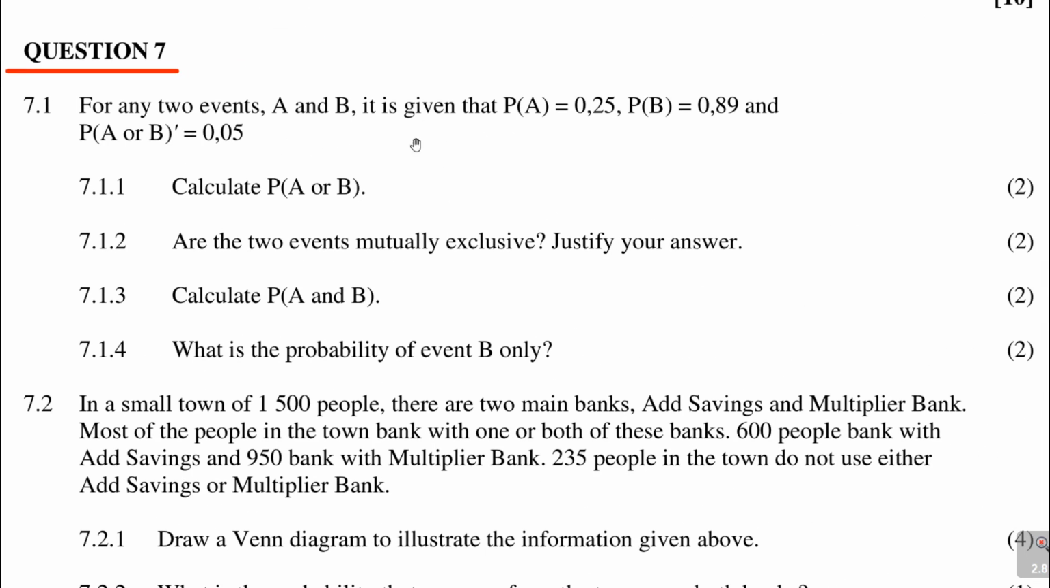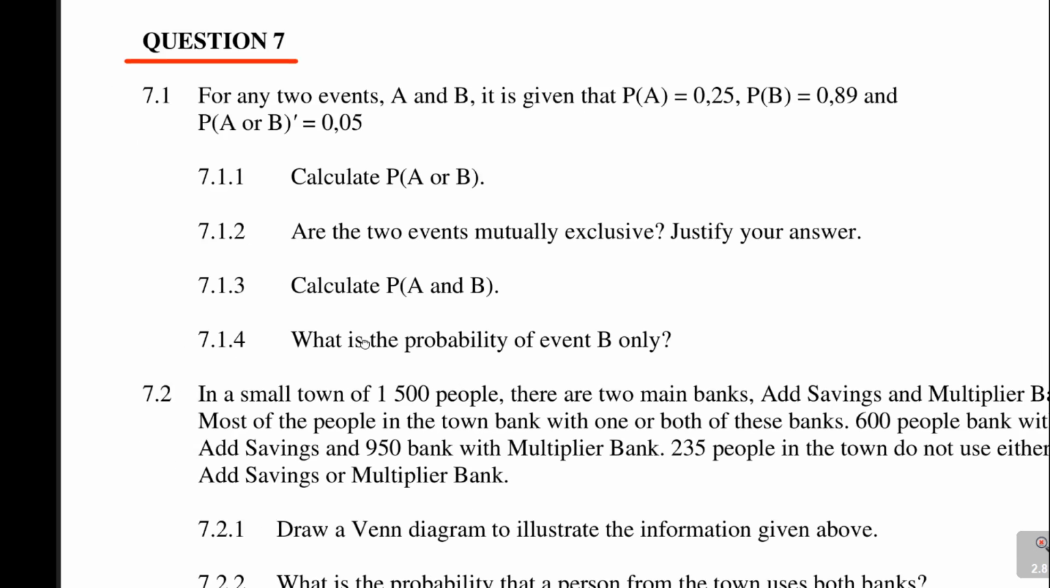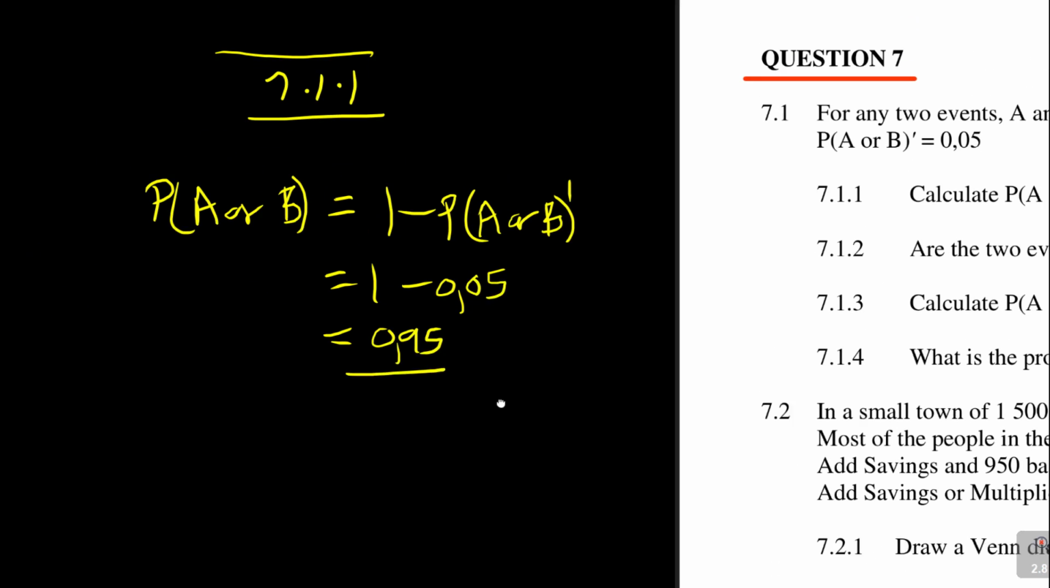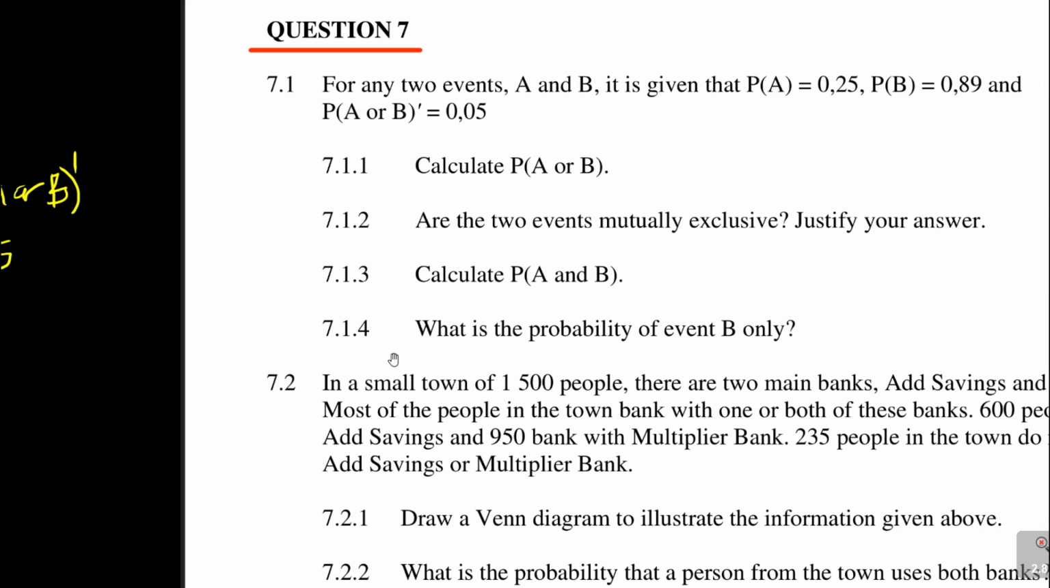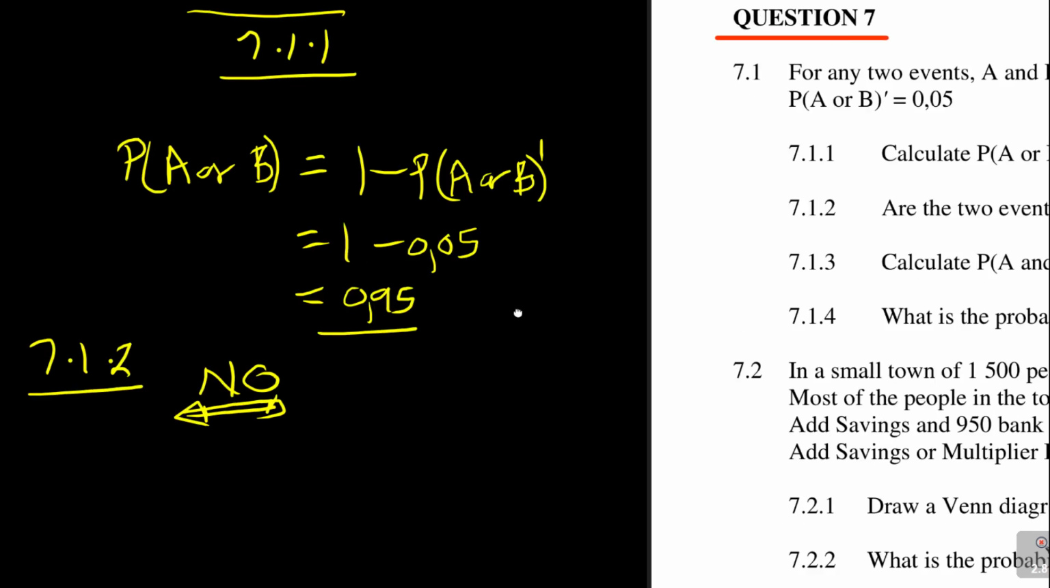Are these two events mutually exclusive? That is 7.1.2. Here I will say no. But how will I justify that? Why am I saying that? The two events are not mutually exclusive. Because look at this.